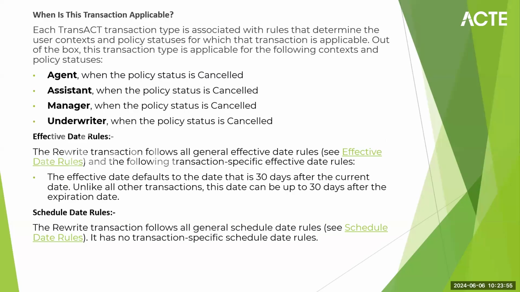Effective date rule. The effective date will be defaulted to the date that is 30 days after the current date, unlike all other transactions that can be dated up to 30 days to the expiration date. Suppose the user created the policy 1 week back, and today you are doing the rewrite transaction. The default effective date will be 30 days after the current date. That means from today, after 30 days, whatever date comes, that 30th day will be considered as the effective date.